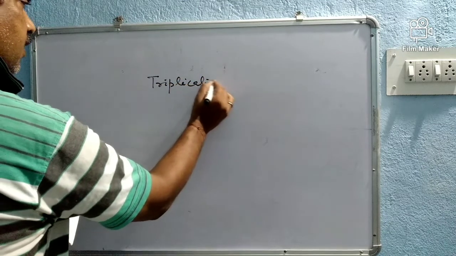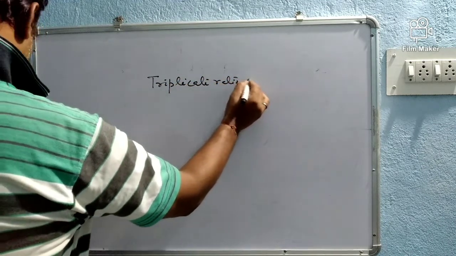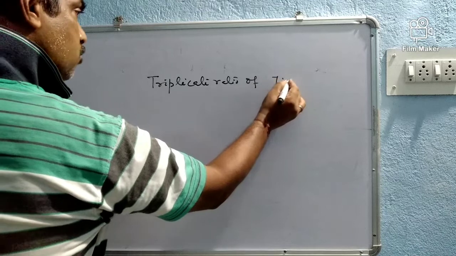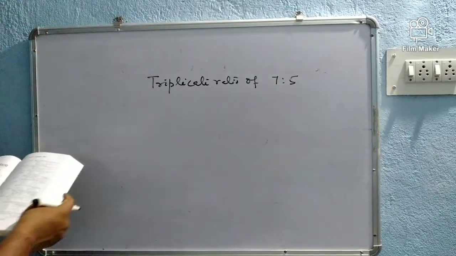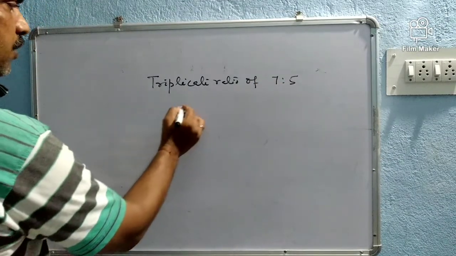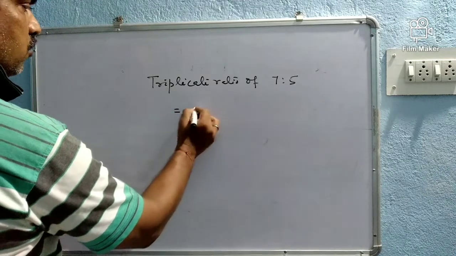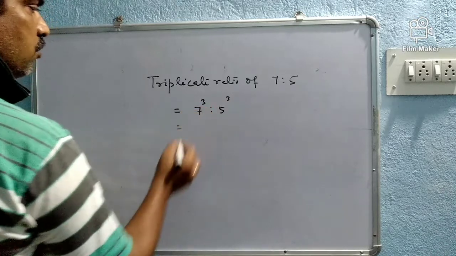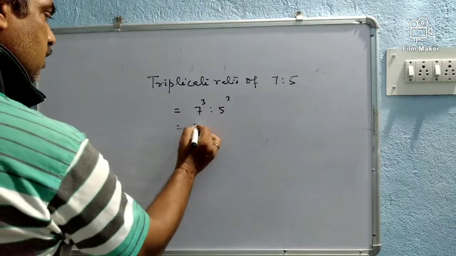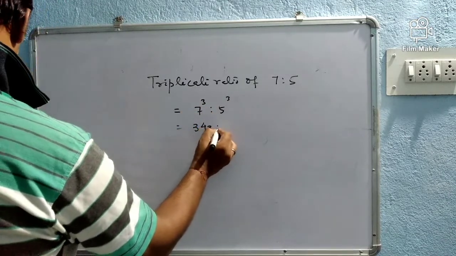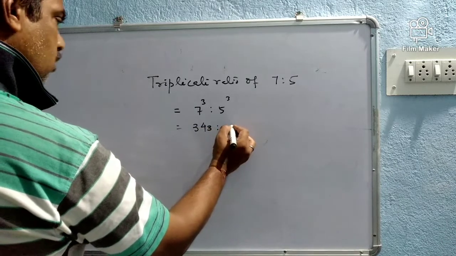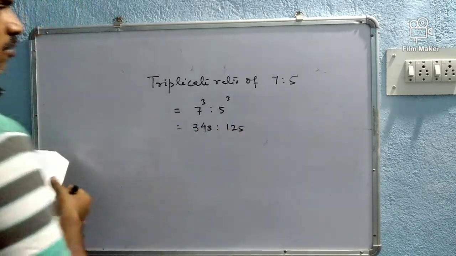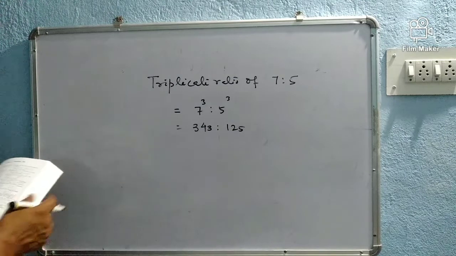Triplicate ratio of 7:5. How can you find out? Triplicate ratio I have given you. This will be equal to 7 cubed is to 5 cubed. So 7 cubed will be how much? It will be 343 is to how much? 125. Okay, so this is the triplicate ratio.